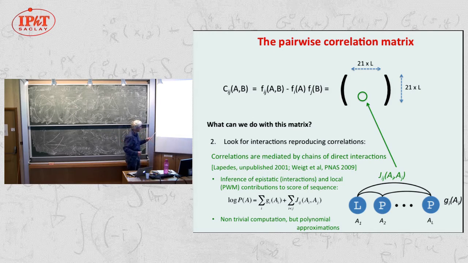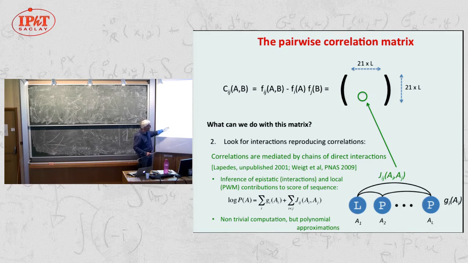So this idea was first proposed by Lapedes and collaborators in 2001 in this paper, which was never published, but that's a very good paper. And then it was found independently by Martin Weigt and collaborators in 2009, and now it's a very important field. And so the idea was to say, okay, you can do some kind of maximum entropy modeling, or Bayesian, if you want. I mean, it depends on how you want to present the framework.